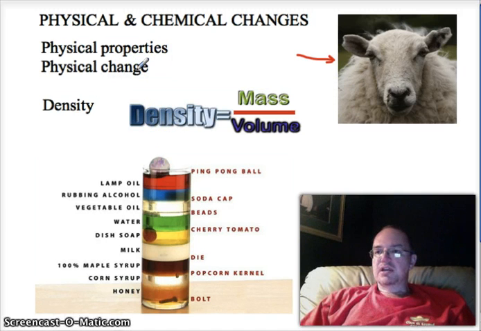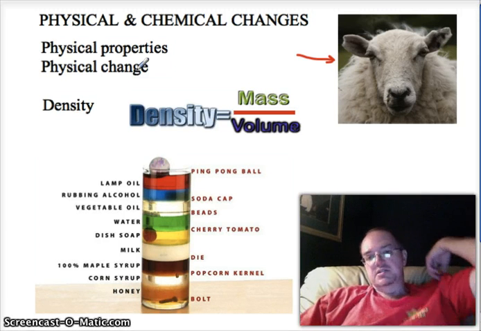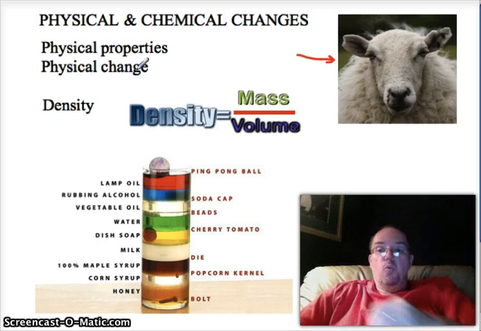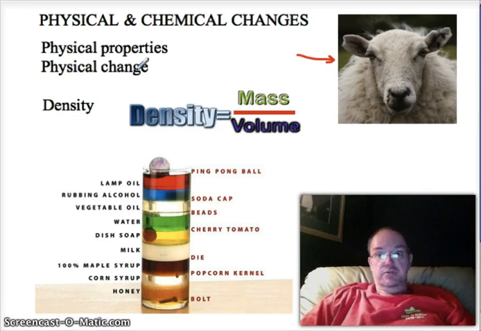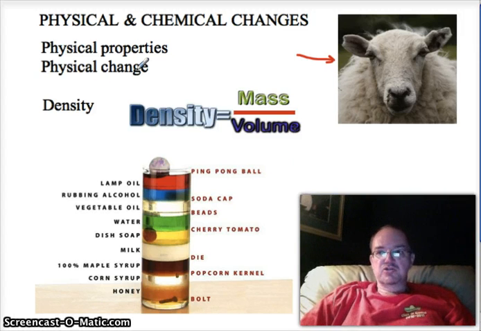Whenever you have something like a change of color, change of shape, melting point, boiling point, that does not affect what the substance is. The substance still stays the substance. I think we used the example of water. Whether it's ice, whether it's water vapor, whether it's water, it's still water. You did not have a chemical change there.